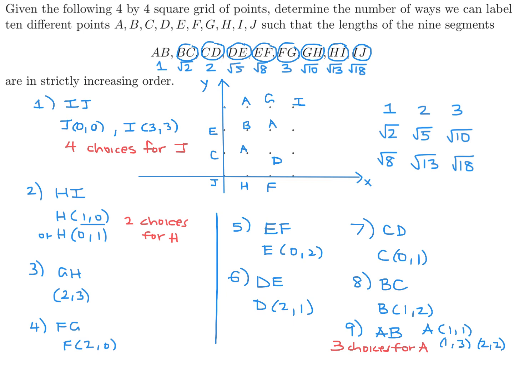So all of these have one choice, so you don't really worry about them. But this one, there's 4. This one, there's 2. This one, there's 3. For all the others, there's only one choice. One choice here, one here, one here, one here, one here, one here. So the total number of choices is 4 times 2 times 1 times 1 times 1 times 1 times 1 times 1 times 3. And this is 24. So there are 24 ways of creating these line segments in order to satisfy the requirements of the question.